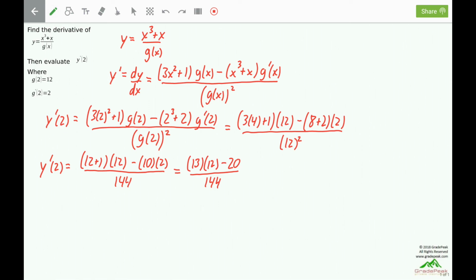Now we can multiply 13 times 12. That gives us 156 minus 20 over 144. 156 minus 20 is 136 over 144. We will be able to reduce these. At the very least, they're both even numbers. So let's take a 2 out of each of them. A 2 out of the first one will give us 68, out of the second one will give us 72. We can take another 2. That'll give us 34 and 36. And it looks like we can take one more 2. And that'll be 17 over 18.